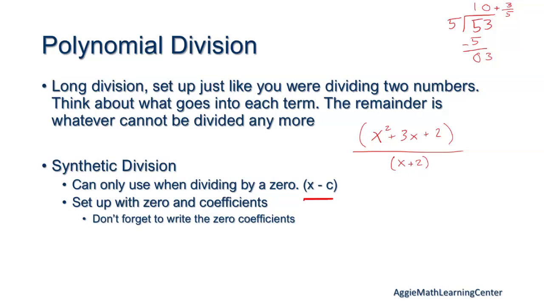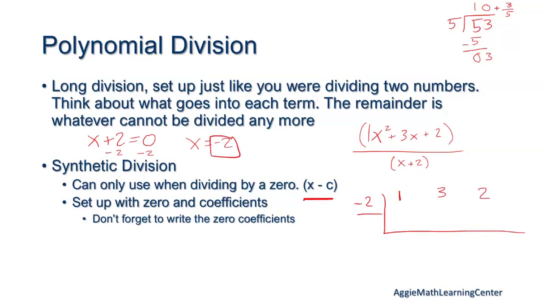That's how you know. And then you want to take your c and do the opposite of it. So you would want to do x plus 2 equals 0, and then you subtract the 2 on both sides. X equals -2. That's how you know it's the negative. And then you're going to set it up like this. You're doing the coefficients. That's what you want to pay attention to. So x squared, the coefficient is 1. For x, the coefficient is 3. And the constant is 2. And then right here, you want to take that -2 and put it right here, off on the shelf.